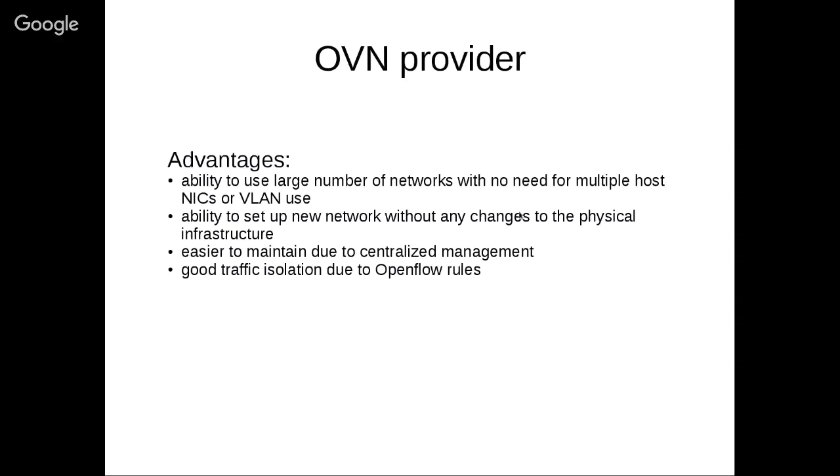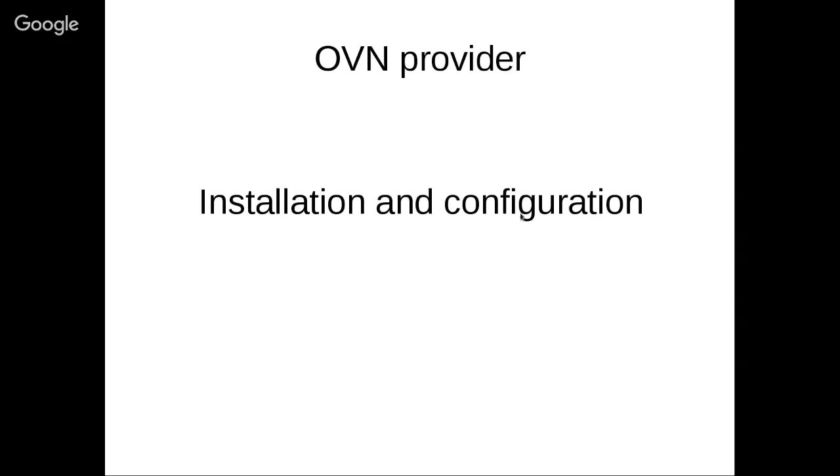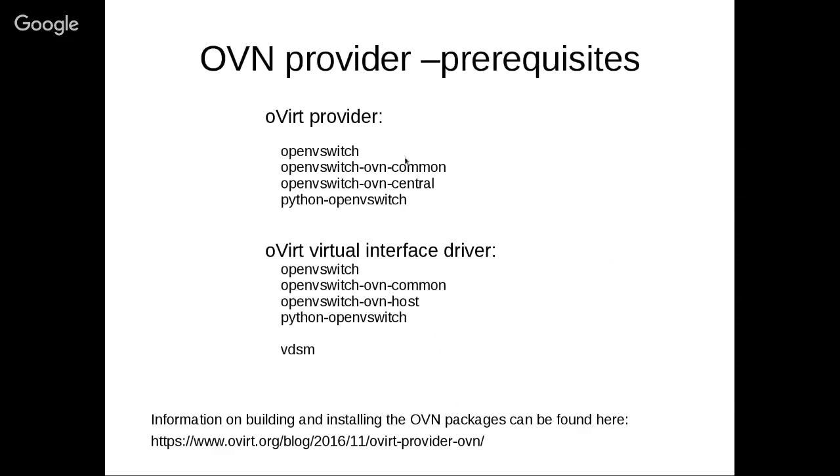Let's now talk about the oVirt provider installation and configuration. First, the prerequisites. The provider requires the following packages to be installed. On the provider, it's Python Open vSwitch and the OVN Central packages, OVN Central and OVN Common, as well as Open vSwitch.